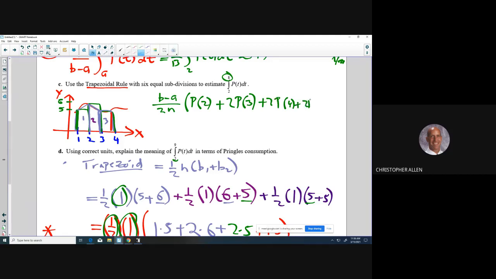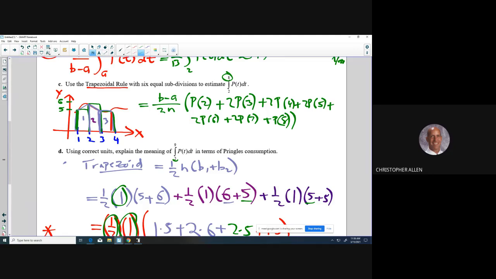Plus 2 times p of 5, plus 2 times p of 6, plus 2 times p of 7, plus, and then just p of 8 by itself. This is what you've got to do. It's just trapezoids is what we're doing.